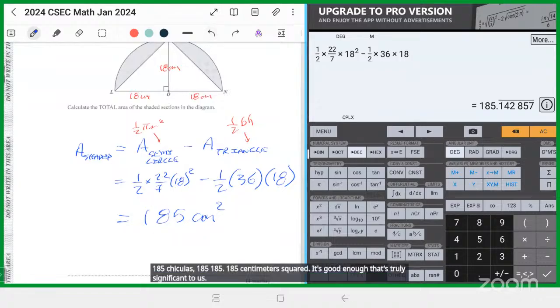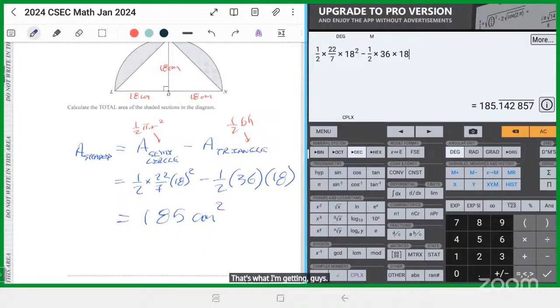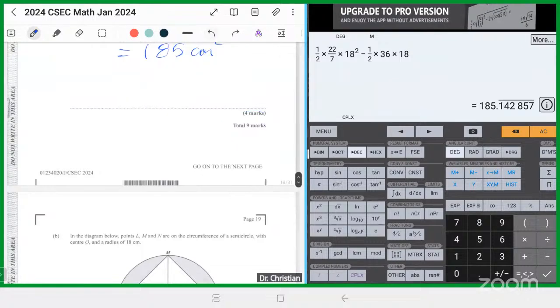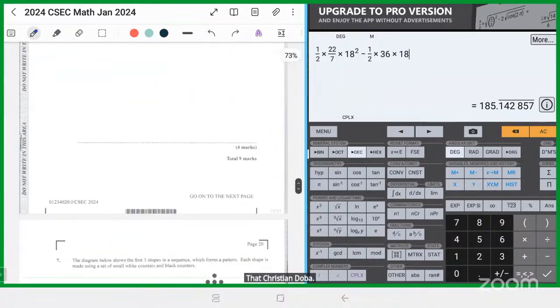That's what I'm getting, guys. Got that? Yes. All right, good. All right, beautiful. That question is done. Yes, sir. There's another page of the same thing.